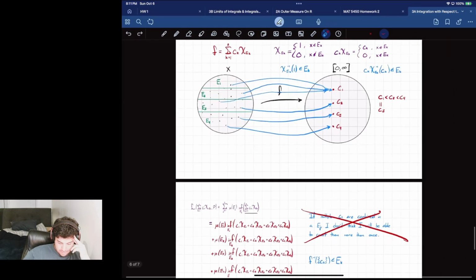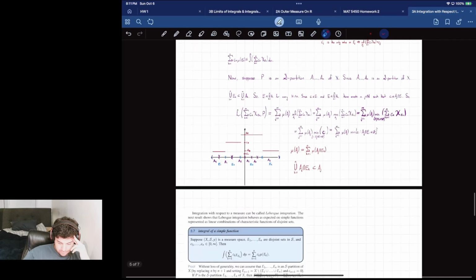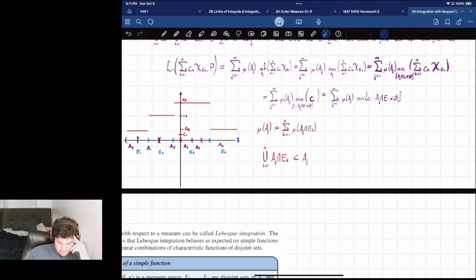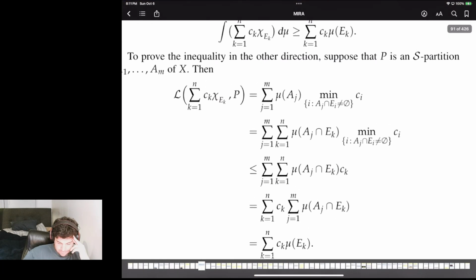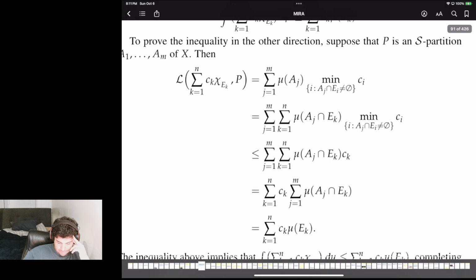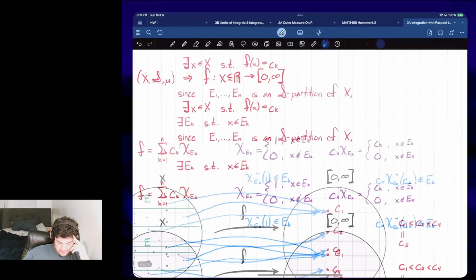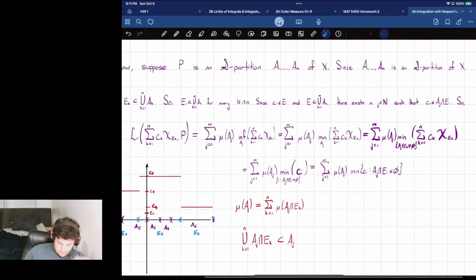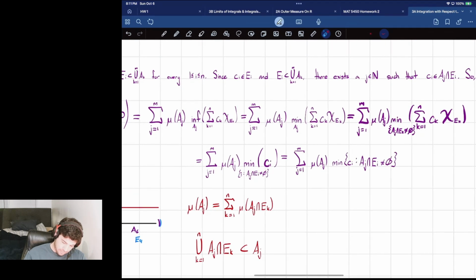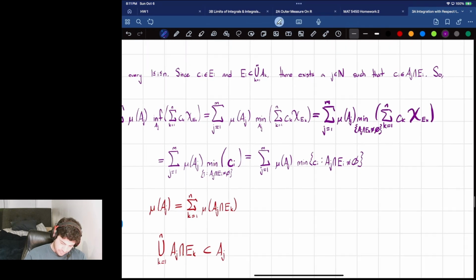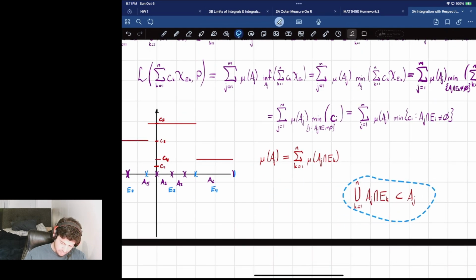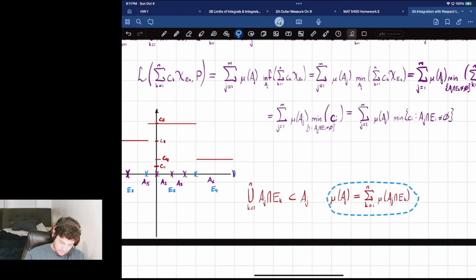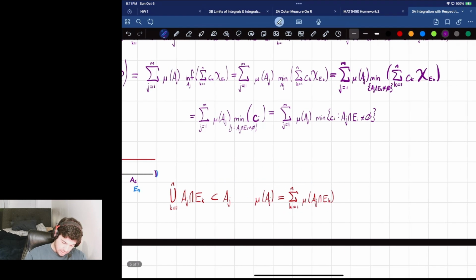Did I not write that? What did I write? Well, I guess I rewrote this part, but the next step would be to add the sum. So mu of AJ is equal to... And so we can use this as the justification.